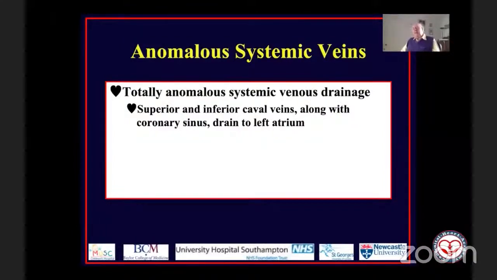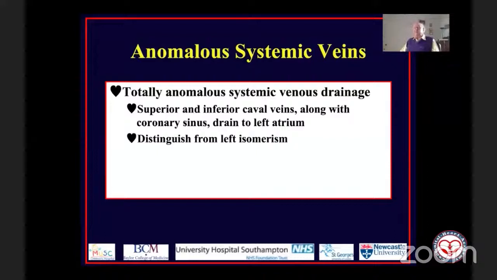So we've now looked at all these anomalous connections in isolation, but I'd like to finish by sharing with you some words about totally anomalous systemic venous drainage. In my experience, this is particularly rare. We find it, as you might imagine, when the superior and the inferior caval veins, along with the coronary sinus, all drain into the morphologically left atrium.